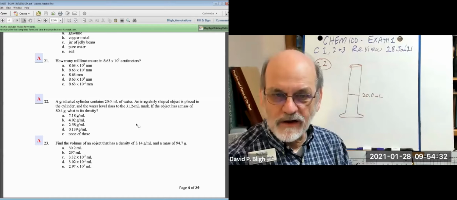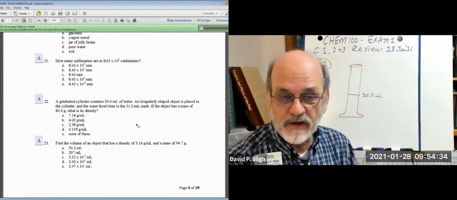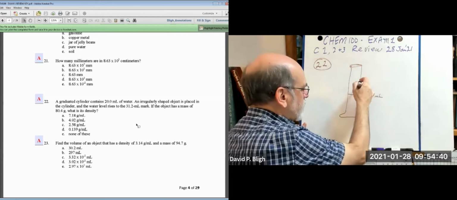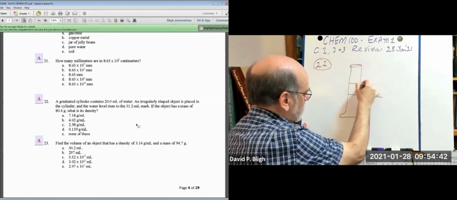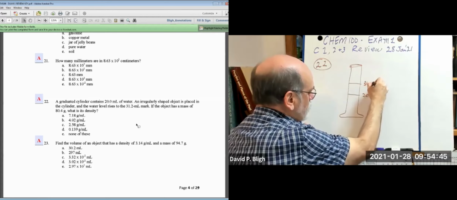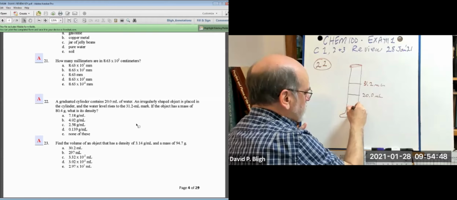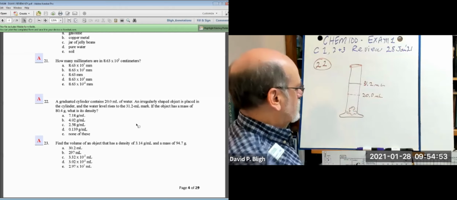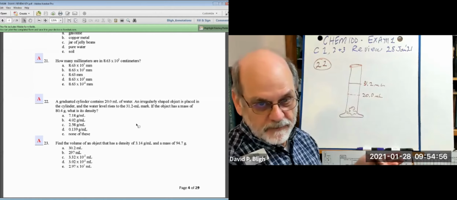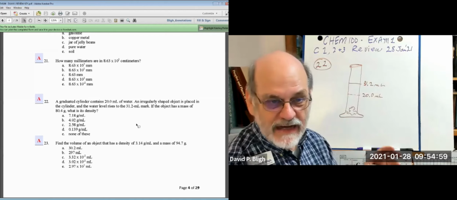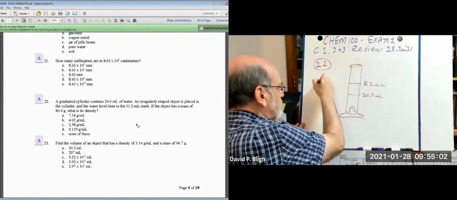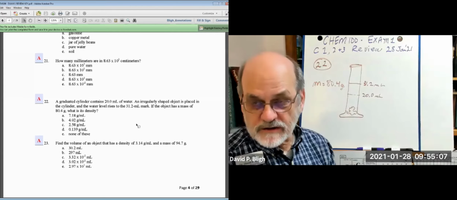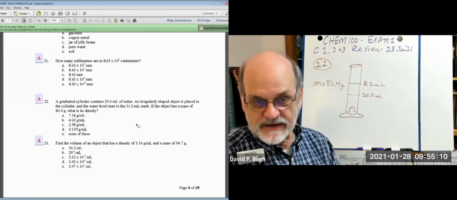Okay, we take an irregularly shaped object, place it in the cylinder, and the water level rises to 31.2 milliliters. So it rises up here to about here, 31.2 milliliters with your object in the bottom. Okay, so that one is where it was, is not there anymore. If the object has a mass of 80.4 grams, what's the question? Density. What is the density?